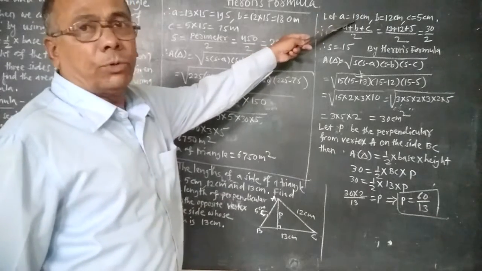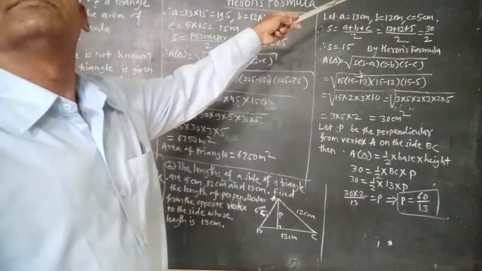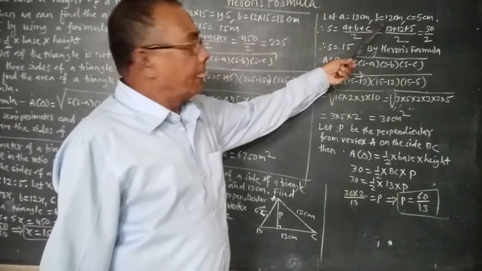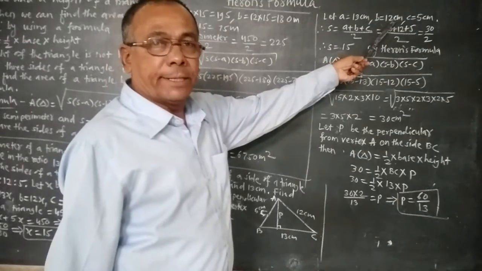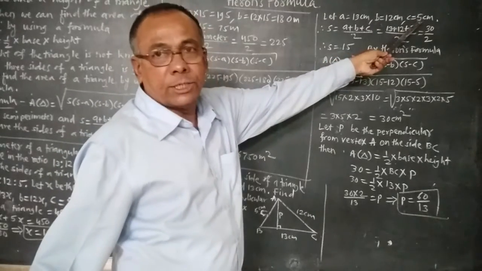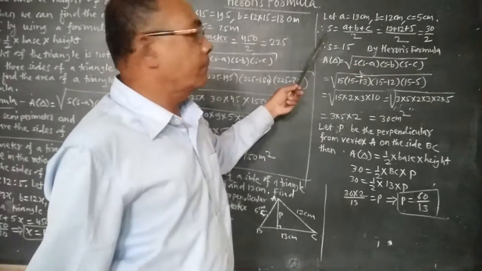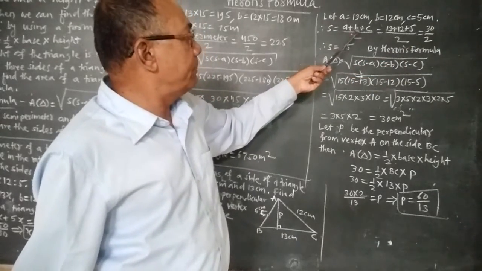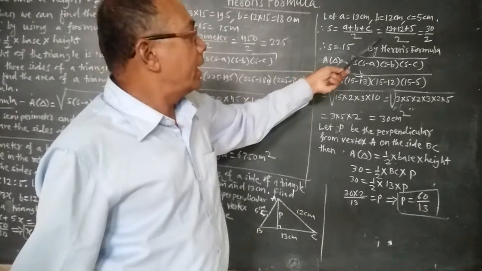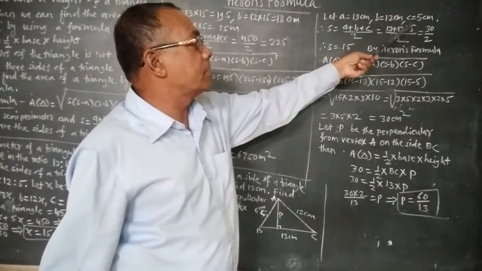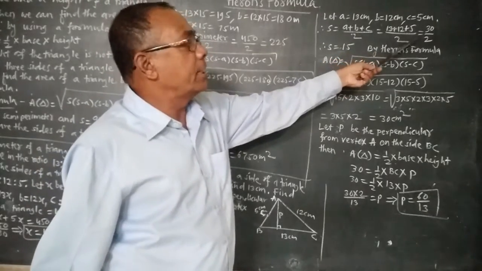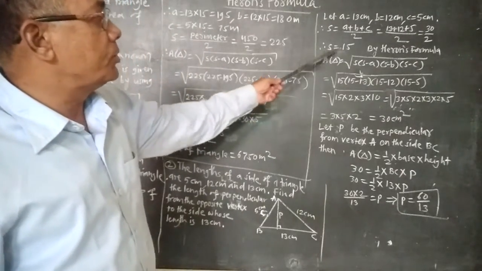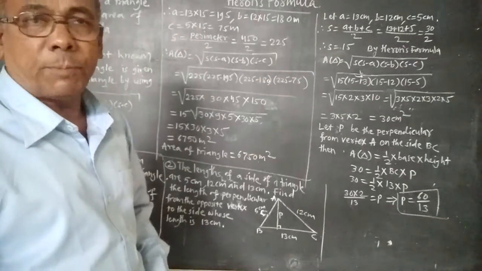Here let A is equal to 13 centimeter. Side B is equal to 12 centimeter. Side C is equal to 5 centimeter, and therefore semi perimeter S is equal to A plus B plus C divided by 2, and that is equal to 13 plus 12 plus 5 divided by 2, and that is equal to 30 upon 2. Means semi perimeter S is equal to 15.